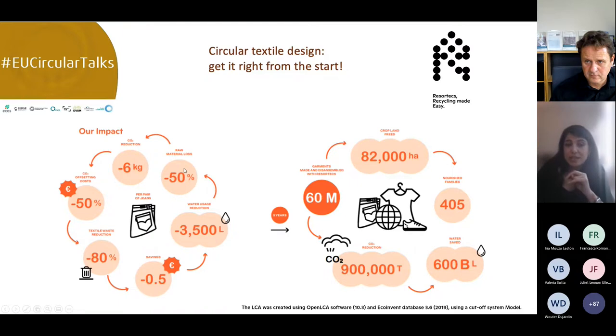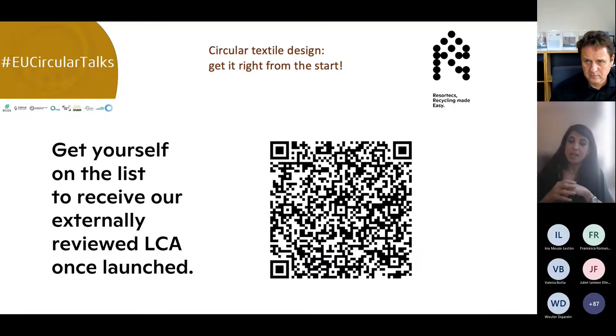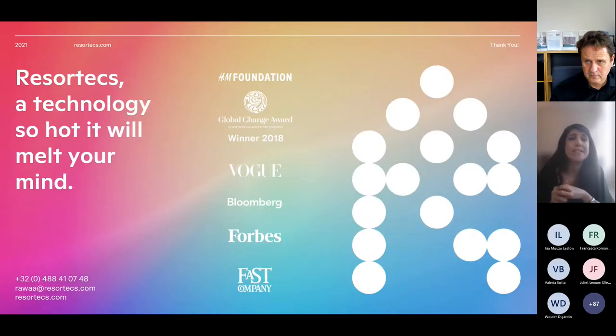If you are curious to know more about the comparison with the current solutions and what is the footprint of the European market in textile industry, please feel free to scan this code and receive our LCA in the coming few days after lunch. Resortex is a globally patented solution, and behind it is a very enthusiastic team that is working hard to make sure that all garments are sustainable. Resortex's technology, so hot, it will melt your mind. Thank you.